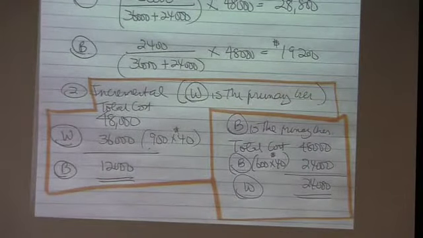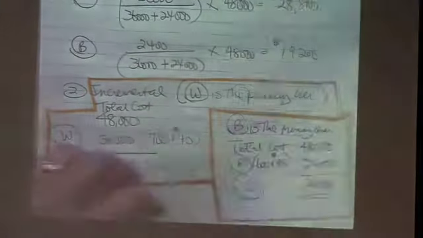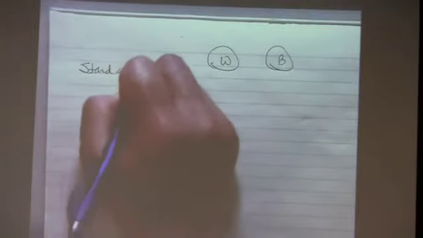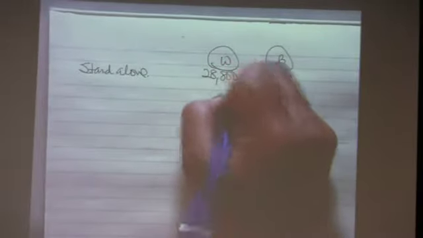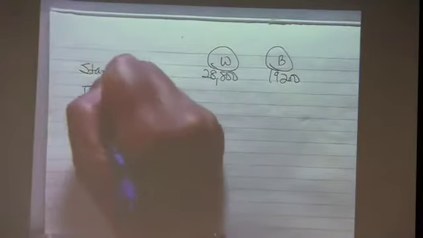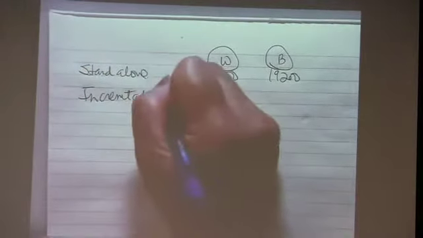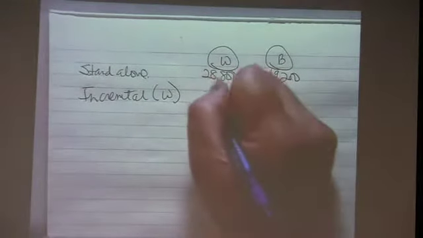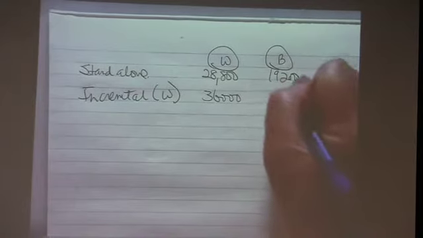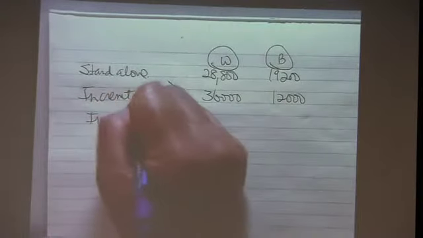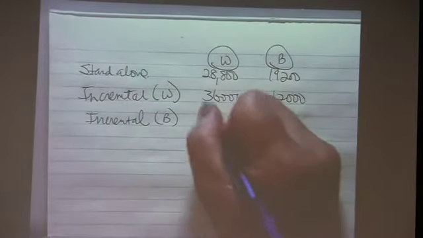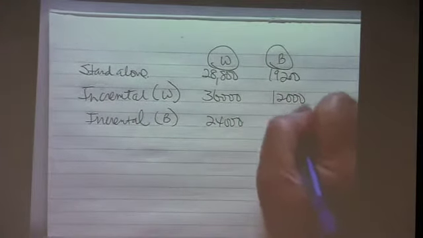Now, let's do a chart and compare the three methods. So let's go with W and B. If we did a standalone, the allocation would be 28,800 and 19,200. If we did incremental, but W is the primary user, 36,000 and 12,000. And if we did incremental, Brown's the primary user, you get 24,000 and 24,000.